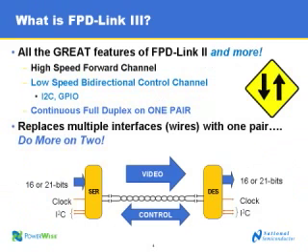Okay, so first off, what is FPD-Link III? Well, what this is bringing to us is all the great features we had with FPD-Link II and adding some more. So we preserve the high-speed forward channel serialization that we had with FPD-Link II. And now we're adding low-speed bidirectional control for I2C signals as well as GPIOs. And the important thing here is this information is transmitted continuously full duplex on just one pair. So this is replacing the multiple interfaces or wires with just a single pair in the system. The whole idea here is doing more on two.